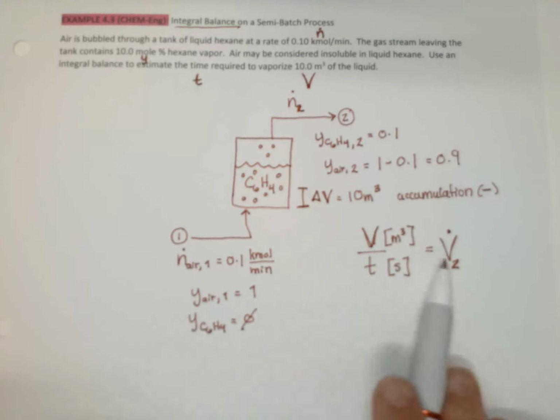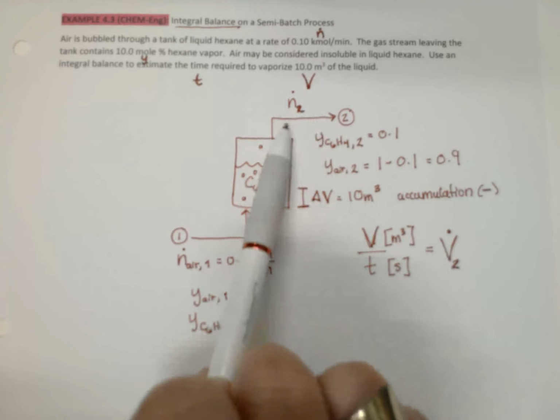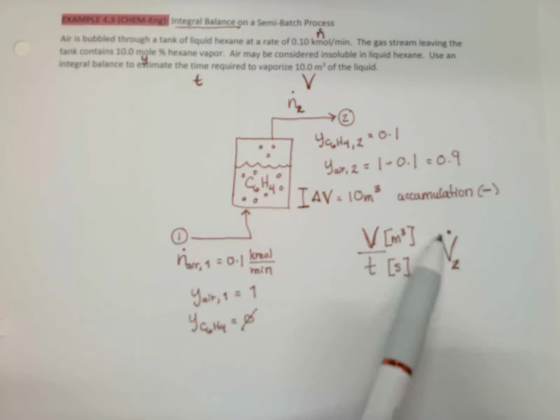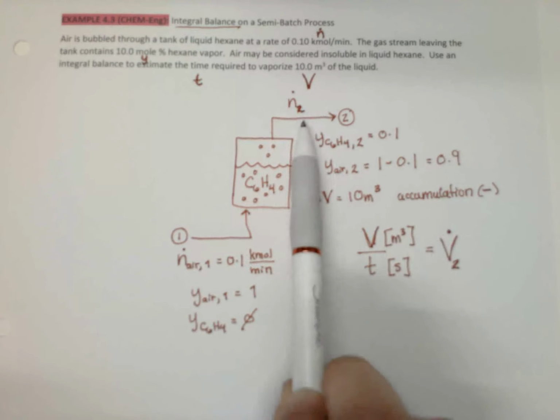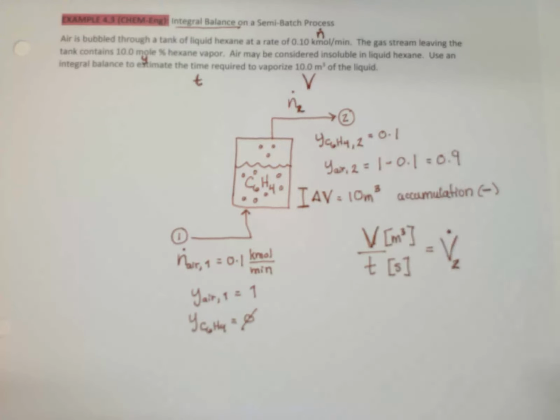So the strategy for this problem is to think about finding this volumetric flow, because if we have this volumetric flow, we can find this time because we know the change in volume. So we're trying to find this volume flow, which means that we'll probably need to know mass flow because mass is related to volume by density. So we need to go from N to M to V in order to solve this problem.